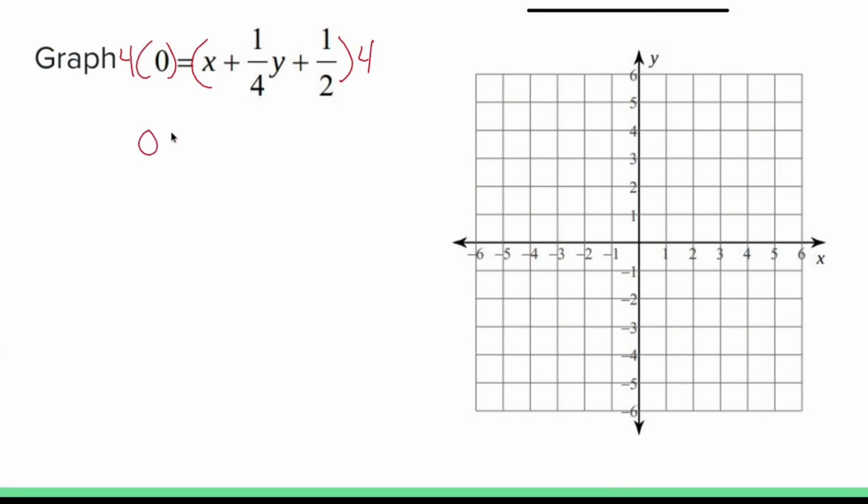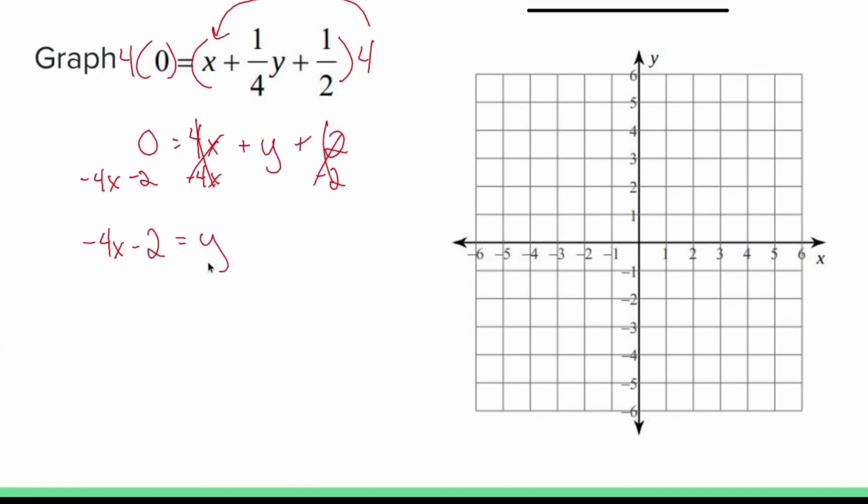4 times 0, 0. Distribute the 4 to everything, so 4x, 1/4 y times 4 is going to be positive y, and that's going to be plus half of 4, which is 2. Now let's remove everything and get y all by itself. So we'll subtract 4x from both sides. And while we're at it, let's subtract 2 from both sides, like so. That leaves us with negative 4x minus 2 equals y.